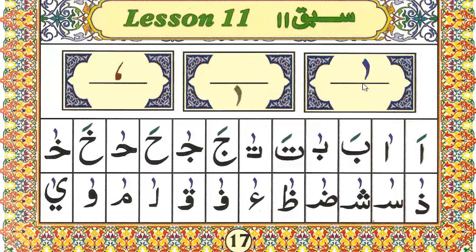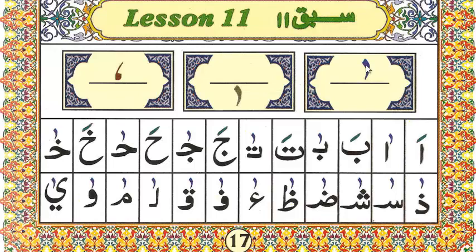At the beginning, you see this symbol. You will see this symbol on top of some letters. Sometimes you might see it on the side of a letter. And this symbol is called standing fatha. In some areas, people may call it standing zabur as well.